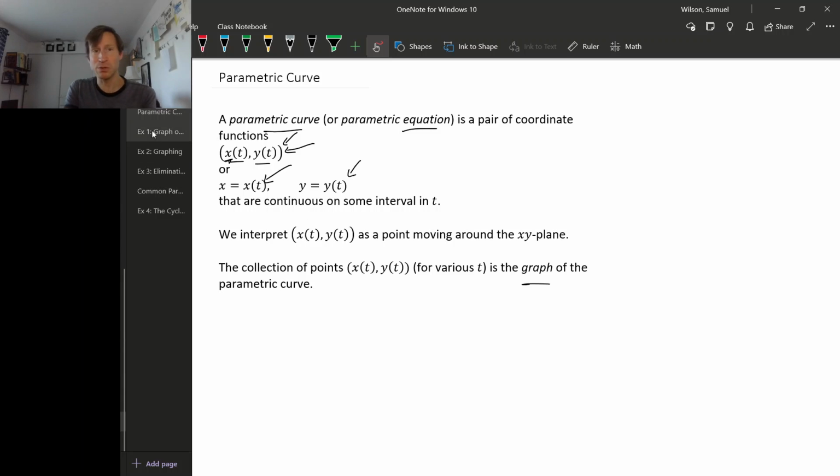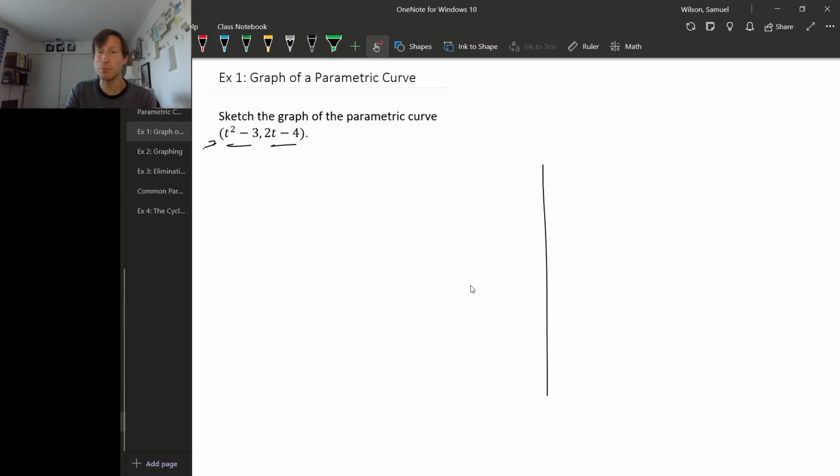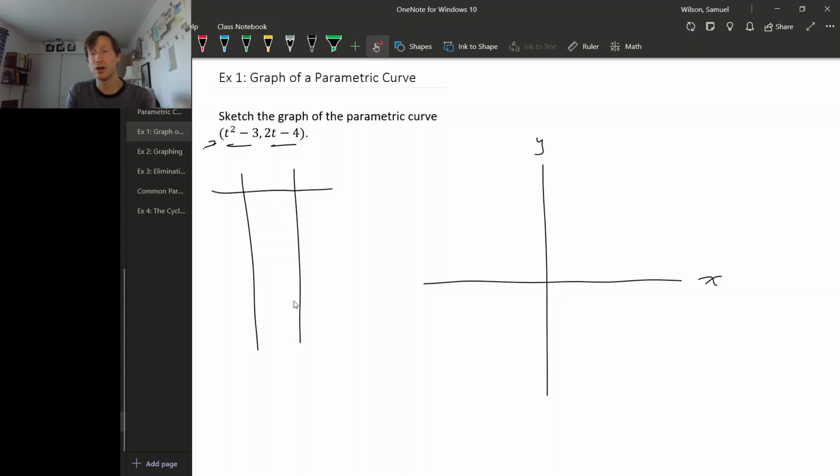So let's look at an example. Here's a parametric curve, or a set of parametric equations. It's a pair of coordinate functions, one for the x coordinate and one for the y coordinate. So let's sketch a graph of this. Since this is a point that's wandering around in the xy plane, we can just plot some points to get an idea of where this curve is at any given time. So, we'll have to pick some time values, and we'll calculate the corresponding x coordinates and the corresponding y coordinates.